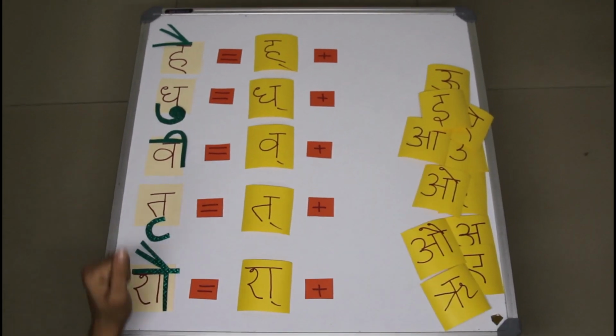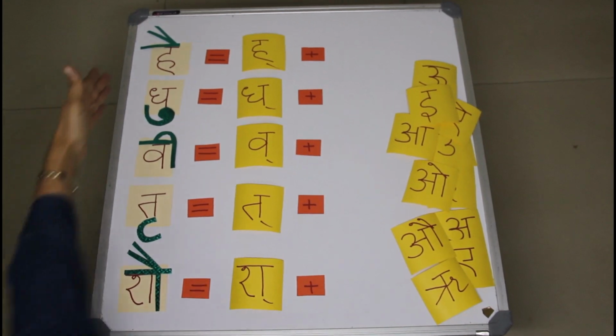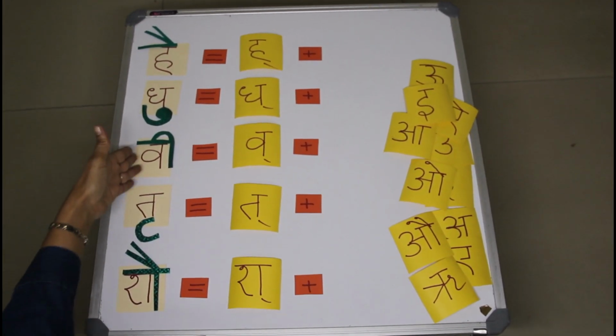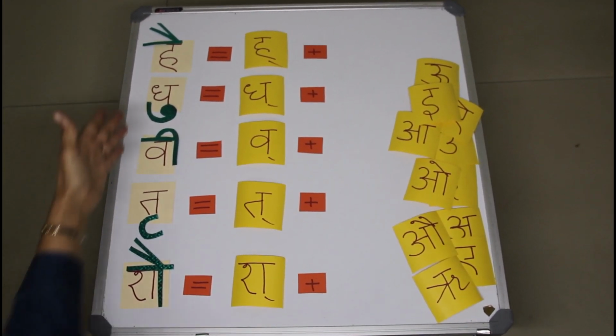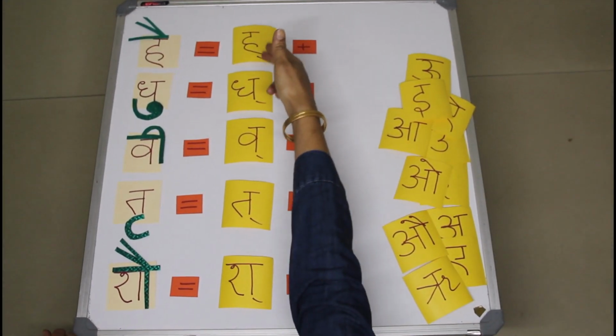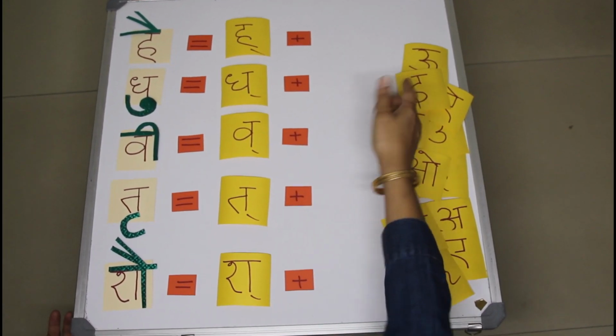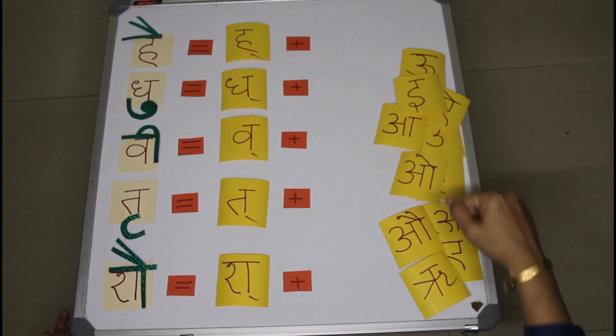This is yet another way of doing the recap. I have placed the Vyanjan with the matras here. Like I have placed hai, dhu, vi, tri, sha. You can maybe take more Vyanjan with more matras. And then I have placed the Vyanjan with the halant here. So the idea is to keep the correct swar in front. So now I have got all the swar on my table here like this.